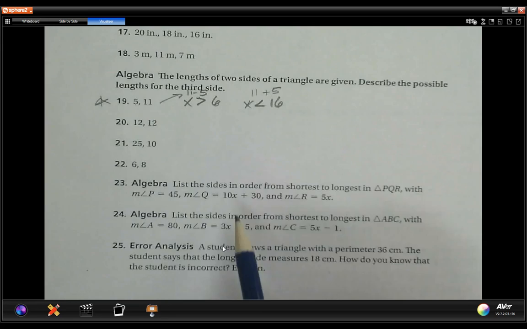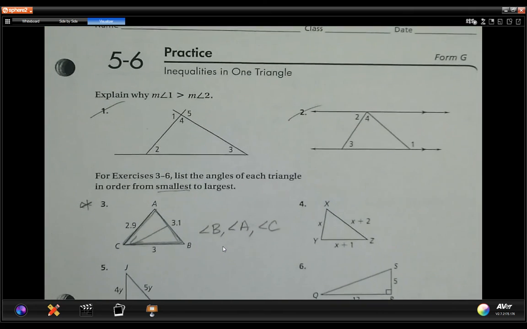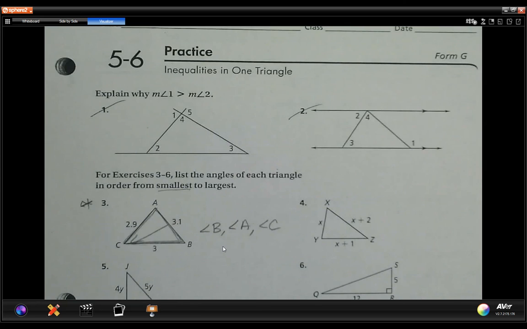Again, I want you to do all these. I know there's some word problems down here. You don't like word problems, but I do want you to do those. So I want you to do all of these except for number 1 and number 2. You don't have to do number 1 and number 2. Some of these I've already done for you, or at least started for you. So you should be able to do this.